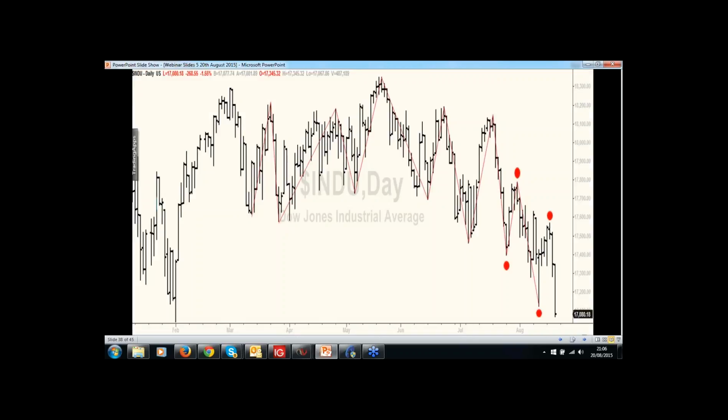Now, this is the particular market that we looked at earlier with the snippet over here, and this is the Dow Jones, and this shot was taken earlier today.